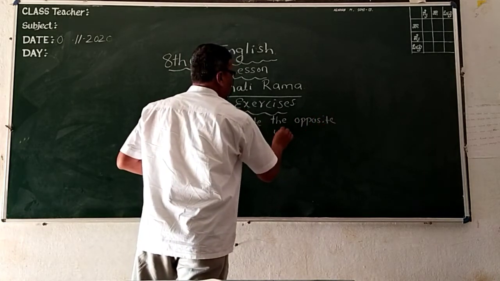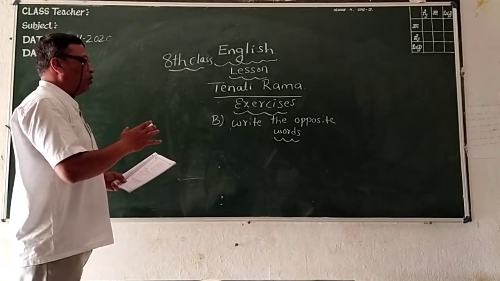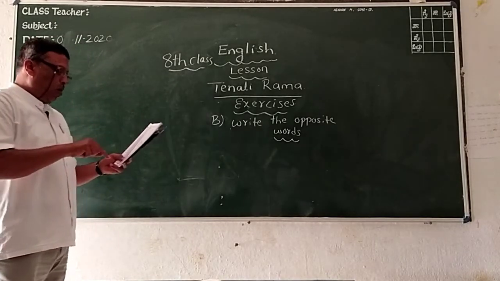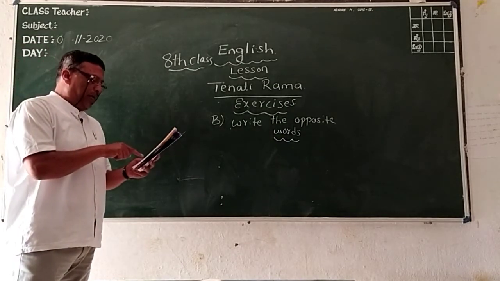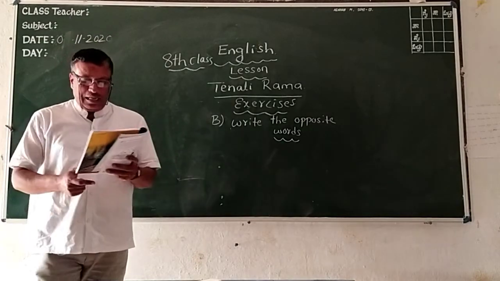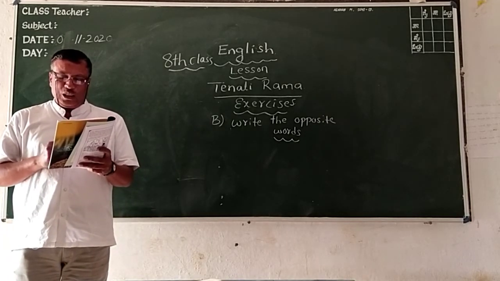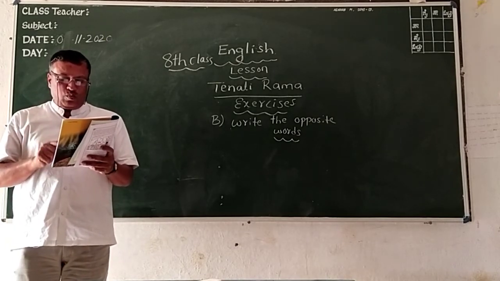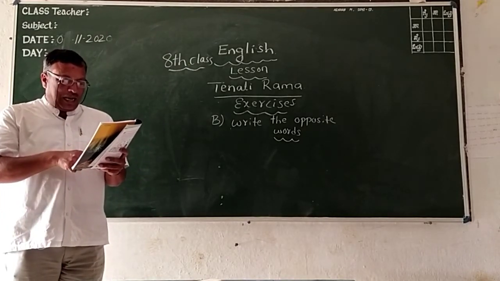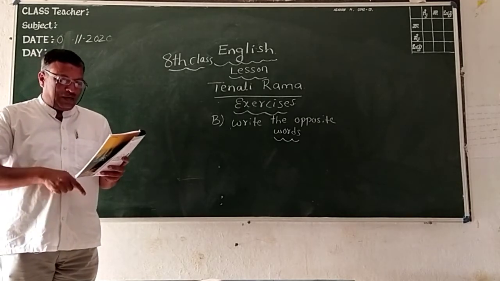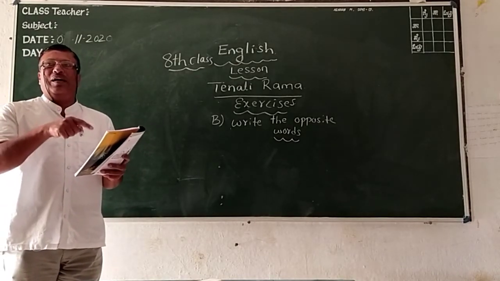Write the opposite words. How do we have to write the opposite words? Here, in the box, some words are given. I am going to read the words: remember, near, depart, absence, friend, soft. These are six words. For these six words, numbers 1 to 6 are given, and we have to write the opposite words which are given in the box.